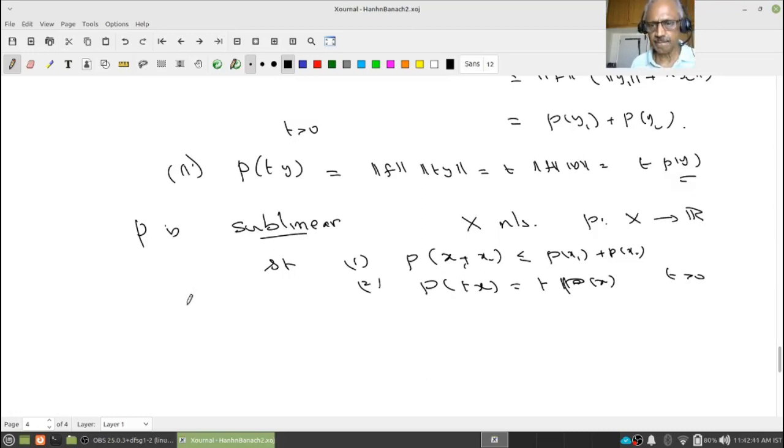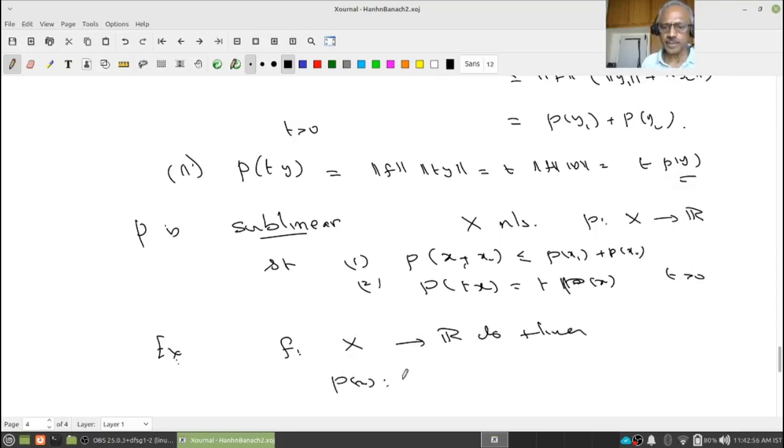So how do I get one sublinear function? That's what we just did. An example: if f is a continuous linear function from X to R, then define P of x to be norm of f times norm of x. This is sublinear. Okay, pause, review, proceed.